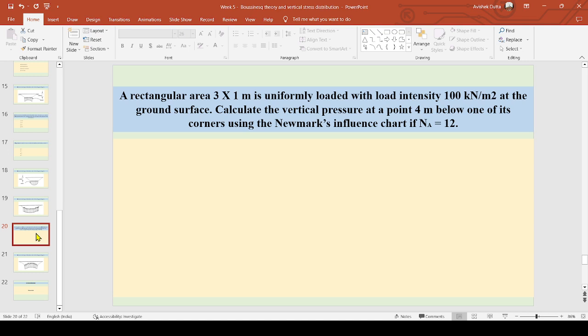So using that influence factor and this number of sectors, we have to find out the vertical pressure at a point 4 meter below the corner. In this case, Na equals 12. So what is going to be the pressure? Okay, rectangular area is 3 by 1 meter and the loading intensity is 100 kilonewton per meter square. To find the vertical pressure at one of its corners at a depth of 4 meter. Na is 12. Okay, next question.